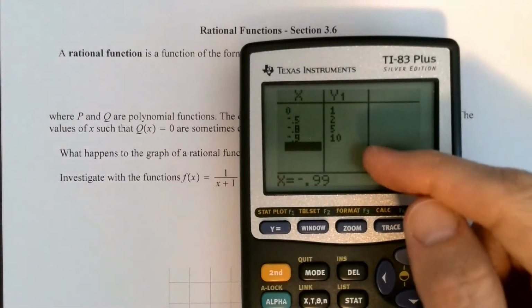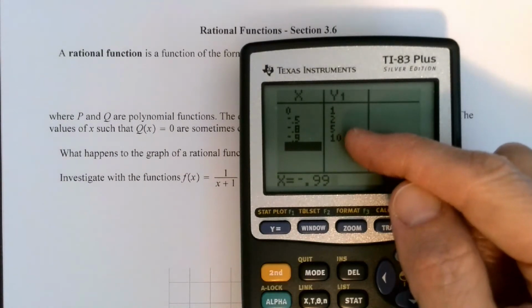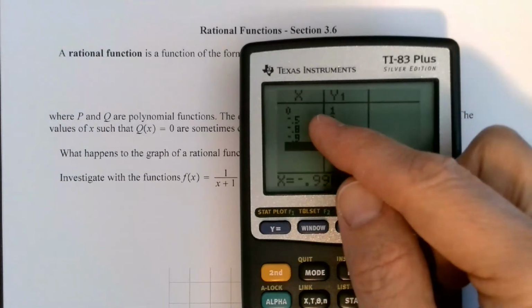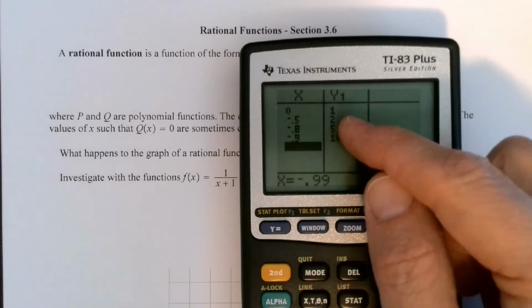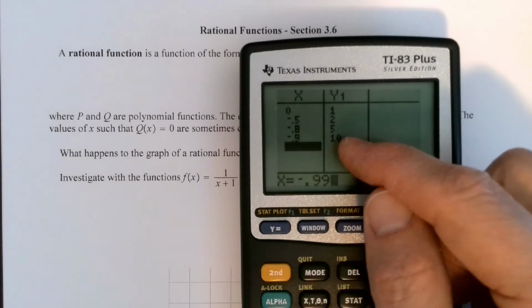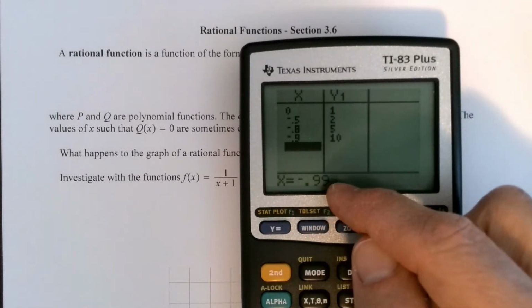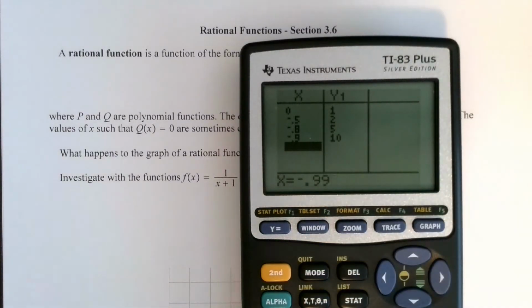Now, take a look at this. As I get closer to -1, my values are slightly getting larger here, right? 1, 2, 5, 10. And I've been going up by what? From 0.5 to 0.8, that's 0.3. I went up 3. 0.8 to 0.9 is 0.1, and I went up 5. What's going to happen when I go from -0.9 to -0.99? That's only a difference of 0.09, or 9 hundredths.